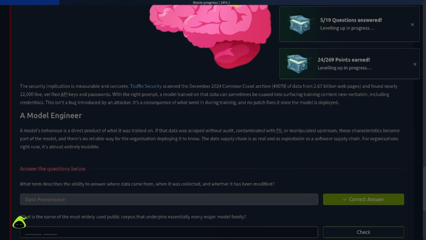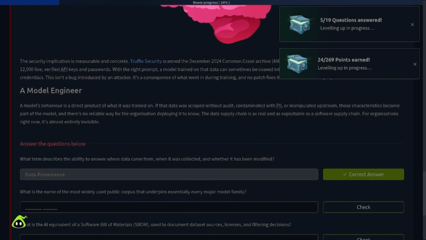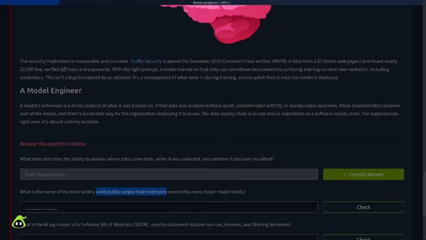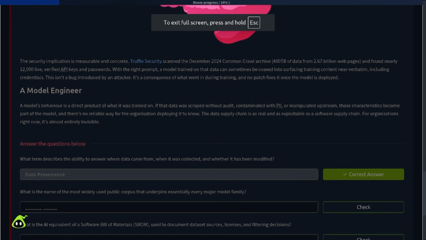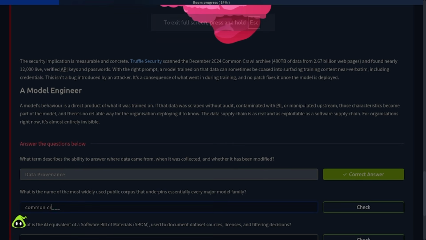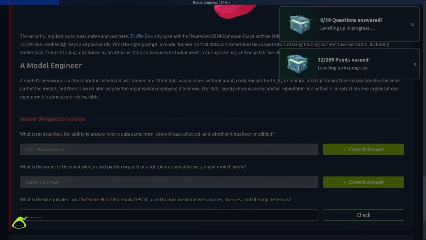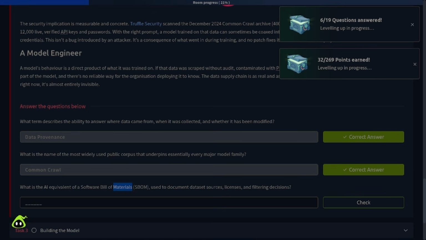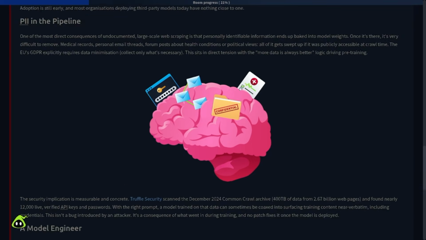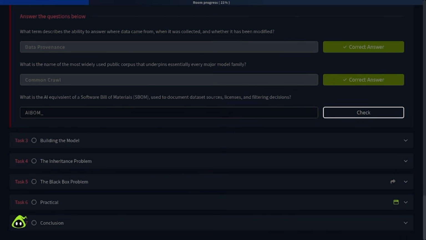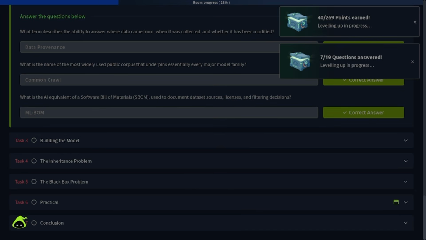What is the name of the most widely used publicly available dataset that every model family is trained on? That was Common Crawl. Luckily I know it, I don't know how. What is the AI equivalent of a software bill of materials? That was AI BOM, yeah. ML BOM. Do I need to put the Python ML BOM? Yeah, likely. I don't know.